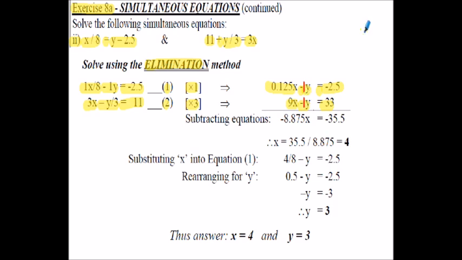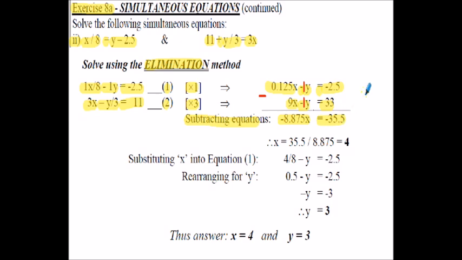So what we do now is try and eliminate the y terms, and to do that we need to subtract the equations. In this particular case we're subtracting the equations, so we've got a take away sign here. So now we've got 0.125x take away 9x, so that will give me minus 8.875x. The minus 1y take away the minus 1y, that's basically minus 1y plus 1y, so that's 0y. And on the right hand side, minus 2.5 minus the 33 gives us minus 35.5.